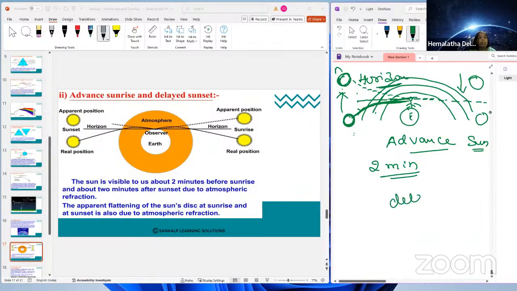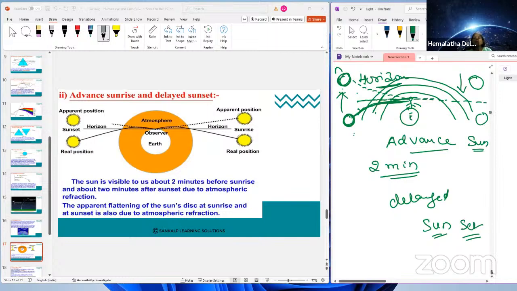Delayed sunlight means actually you can see it before. Usually sunlight is delayed when compared to this one. So you can see that is early sunset. So the sun is set, but still you can see it. That is not a delayed sunset. Advanced sunrise and delayed sunset.